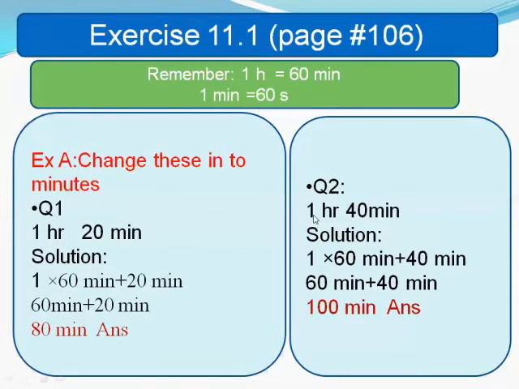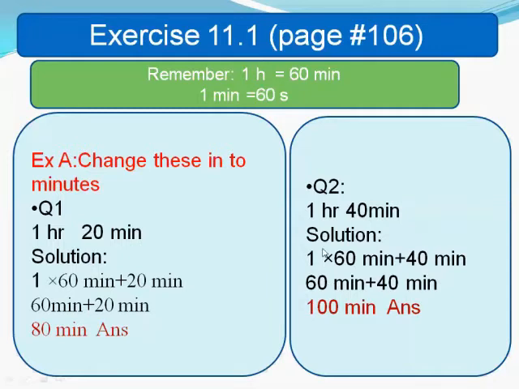Here again the values are given in hours and minutes. Now see the solution. We remember here 1 hour is equal to 60 minutes. That's why here again we multiply 1 hour by 60 minutes, plus the value given in the question, which is 40 minutes. It stays the same here because it is less than 60. So these are the minutes.